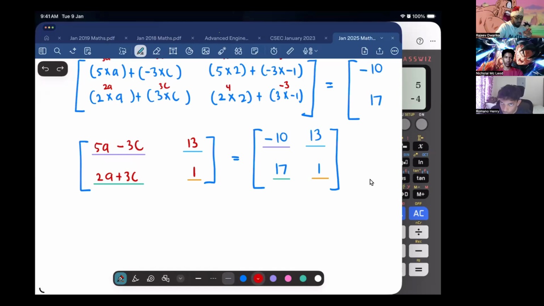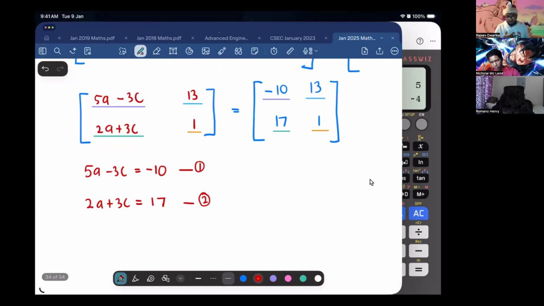So let's continue, right? Nicholas, what do you think I'll say 5A minus 3C is equal to? Negative 10. And what do you think I'm going to say 2A plus 3C is equal to? 17. Right. I'm going to call this equation 1. I'm going to call this equation 2. Now, I prefer to do the elimination method. I think it's easier. Let me explain the concept, right?